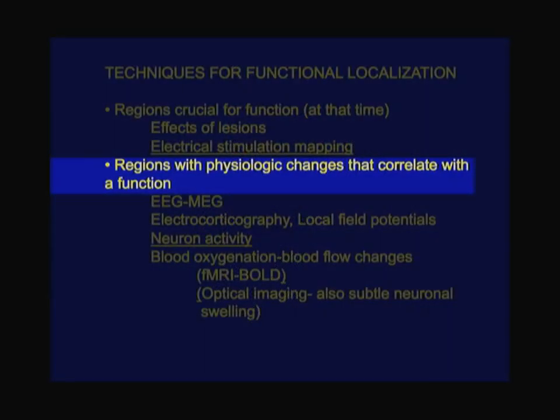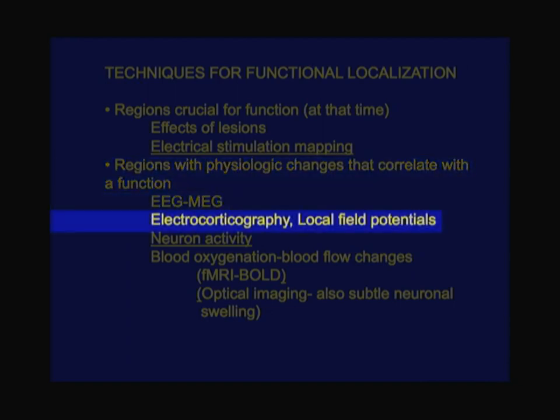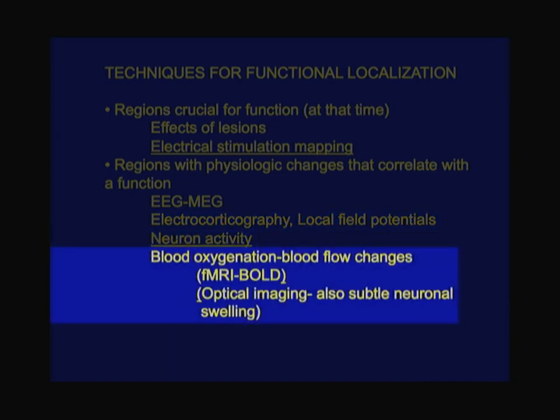Now, that's different from the other ways of looking at this, which are basically physiologic correlates. That's what you do with the EEG or with the electrocorticography. It's what you do with single neuronal recording, which we will talk about a little bit later on. And it's, of course, what you do with the metabolic changes that you image with the fMRI.